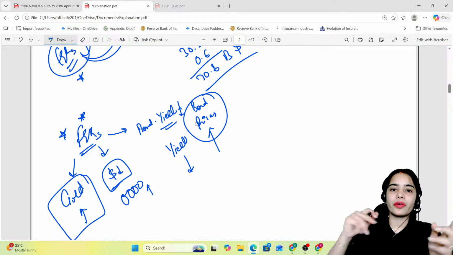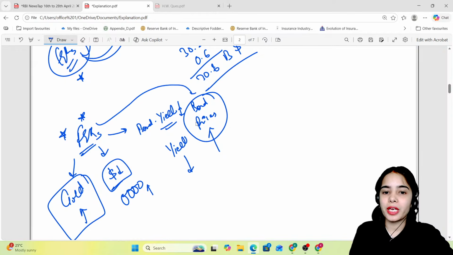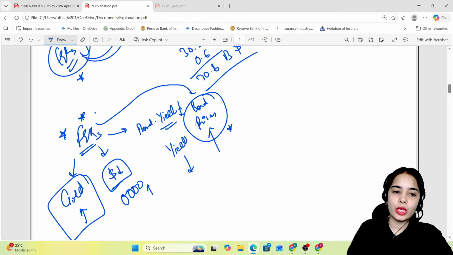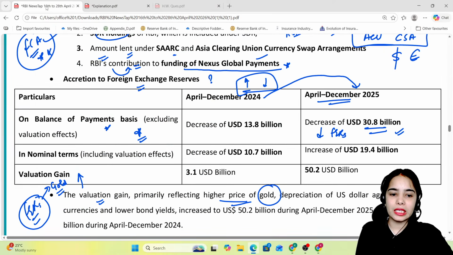Now the RBI has already invested in various bonds. So for the bonds that the RBI is holding, the bond prices are increasing. In that way also the foreign exchange reserves are improving. Okay, so basically the valuation gain has come in the foreign exchange reserves.